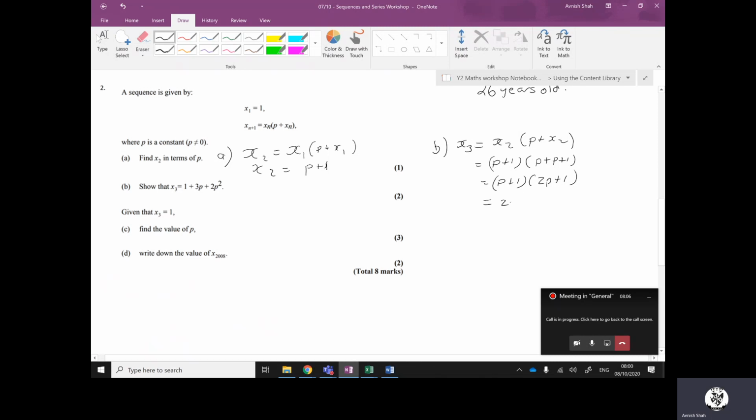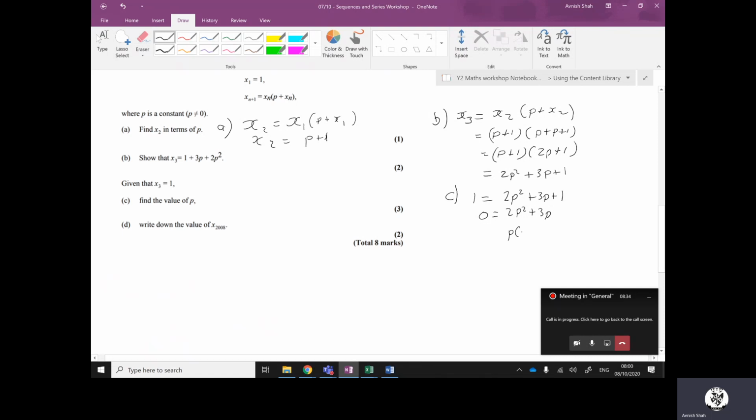If you expand that out, it gives you 2p squared plus 3p plus 1. And that's what we wanted. Now part C says, given that x3 is 1, find the value of p. So we know that x3 is 1, so we can use the equation from above. And we get 2p squared plus 3p equals 0. We can factorize the p out. And we get p equals 0 or p equals minus 3 over 2.